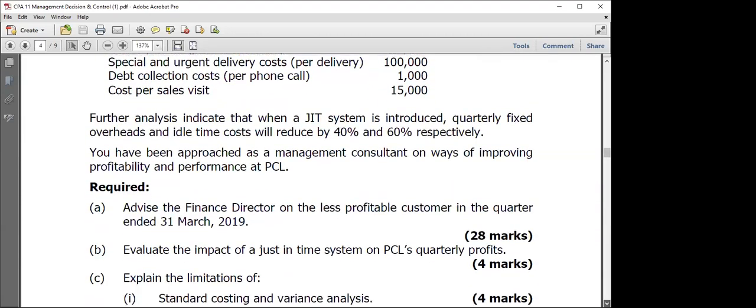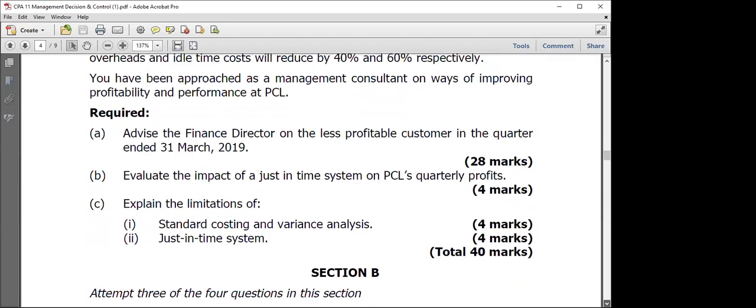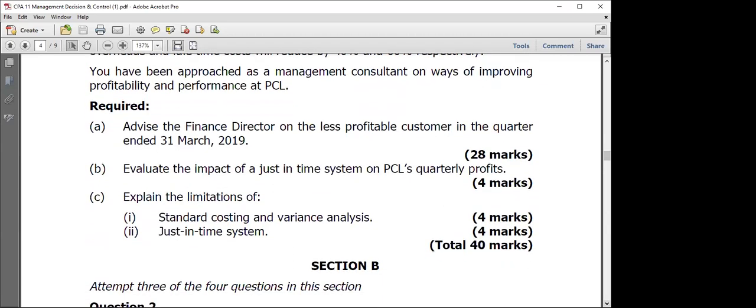So I think you can see, this question was asking us to advise the finance director on the less profitable customer in the quarter. Now there's what we call customer profitability analysis. By customer profitability analysis, here you're trying to, this is very common, I think, very common in banks.